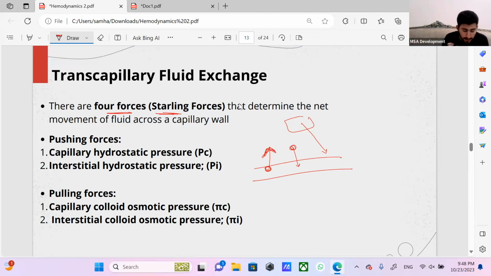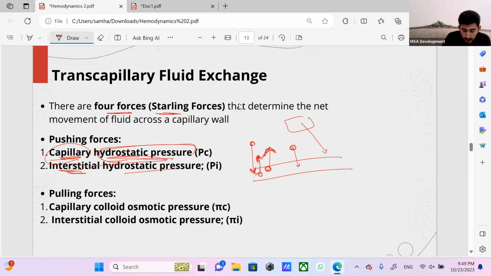That's pushing forces. And pushing forces are two forces: capillary hydrostatic pressure and interstitial hydrostatic pressure. You just know by now, pushing force is the hydrostatic pressure. Any pushing force is a hydrostatic pressure. It can be capillary, it can be interstitial. What's the difference? Capillary hydrostatic pressure means the thing is inside the capillary and it's moving it away, so it's moving it out of the capillary. So capillary hydrostatic pressure is a pressure to move things outwards.